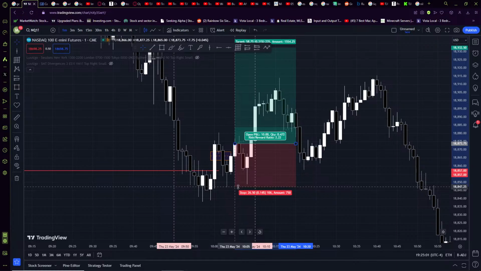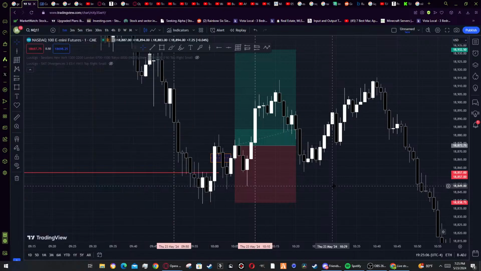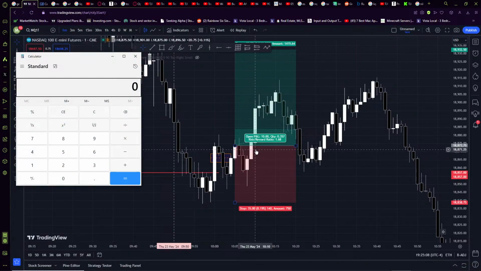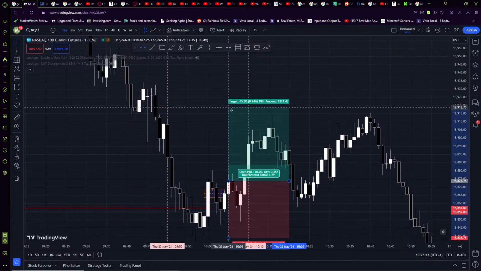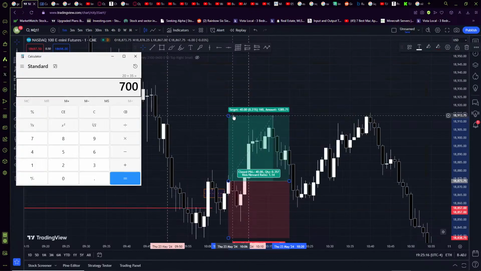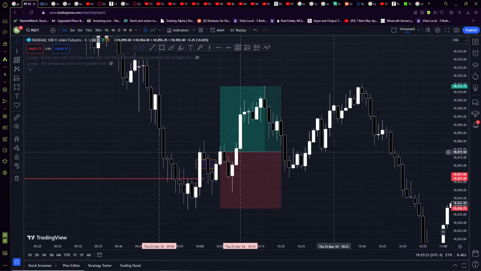Like I said, you can always move up your stop loss, but what is this trade loss going to be? Let's calculate it. That is 35. A $700 loss to a $800 win. I know it's not a lot. If you didn't like the trade, then don't take it. It's up to you guys.